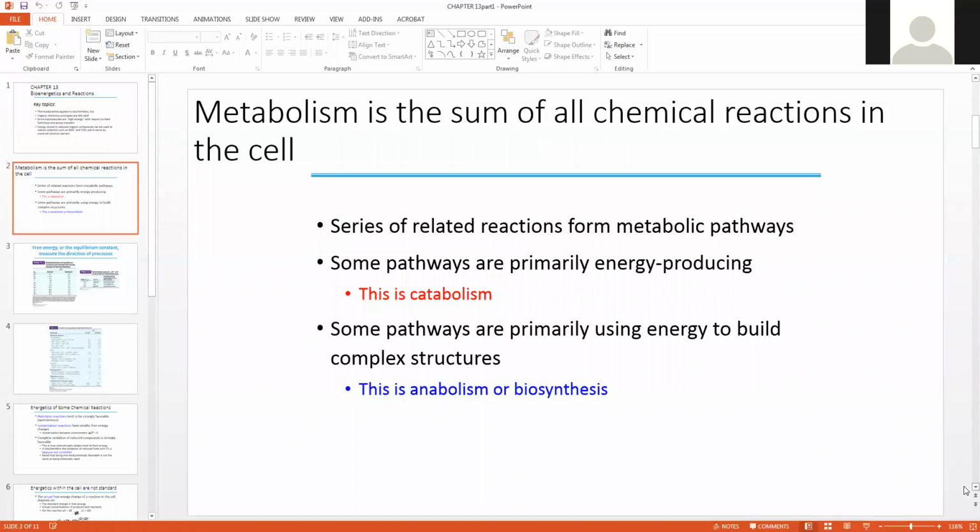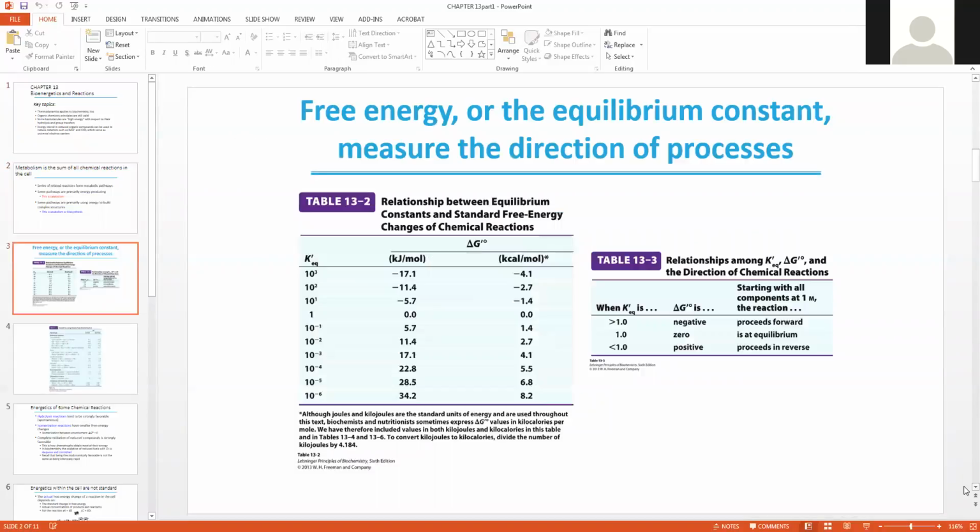So if we think about metabolism as the sum of all chemical reactions in the cell, then really what we're looking at are pathways that produce energy, or the breakdown of molecules, which is going to be catabolism, and then pathways that are using energy to build up complex structures, that's anabolism or biosynthesis. And when we're thinking about these two, the sum of them together are what we think of as metabolic pathways.